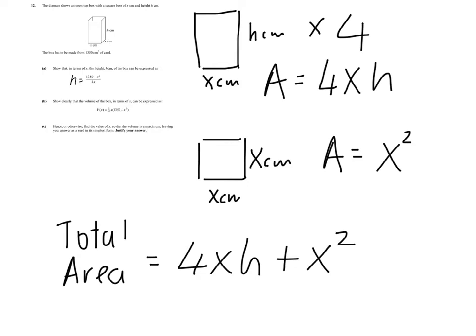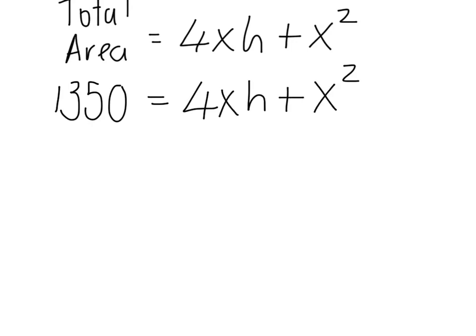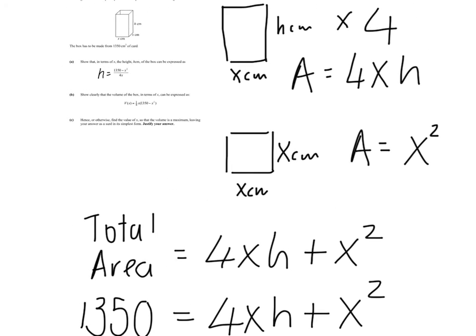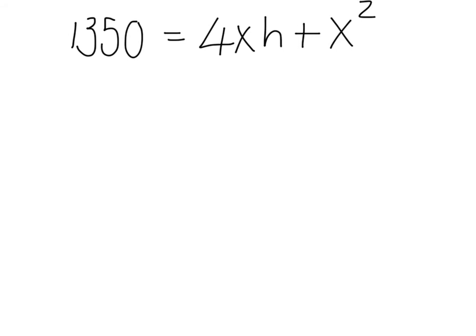Now we also know the total area. We're told that it is 1,350. So that means we can substitute this in here also. We know that 1,350, the total area, is equal to 4xh plus x squared. Now we need to keep focus on what we're trying to do here. What we're trying to do is show that h equals this, which means we're going to rearrange what we have now so that we have h as the subject of the formula. So the first way to do that is to begin by switching the sides round.